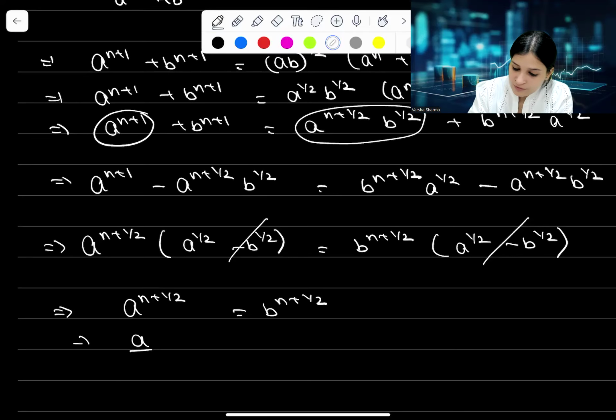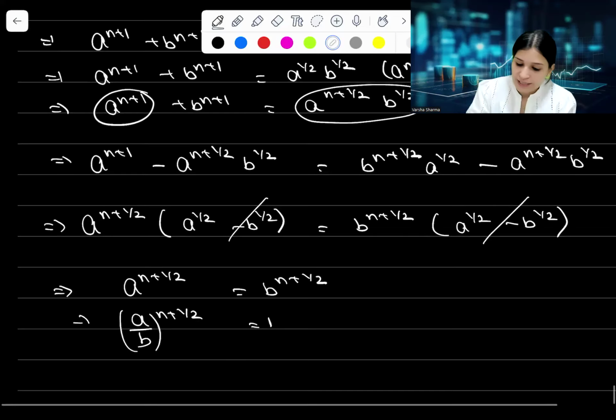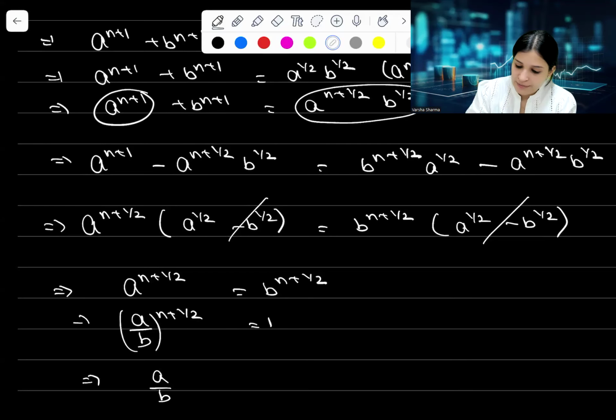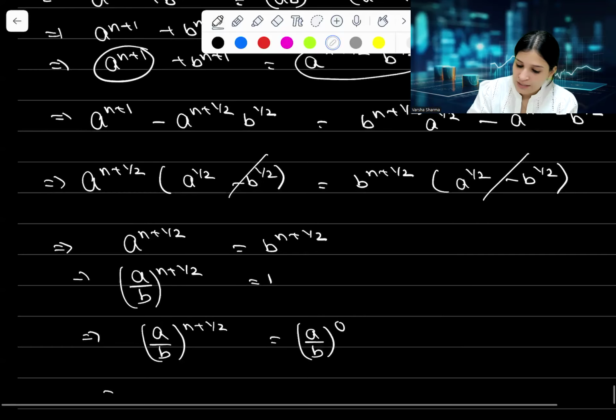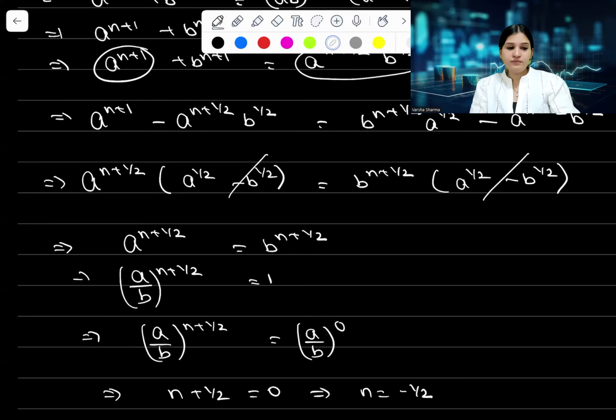Bringing it to one side, (a/b)^(n+1/2) equals 1. Now, what should I do with 1? Looking at the left hand side, I can write it as (a/b)^(n+1/2) equals (a/b)^0. Same base, so n plus half equals 0, n would be minus half.